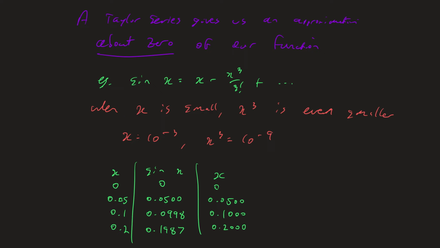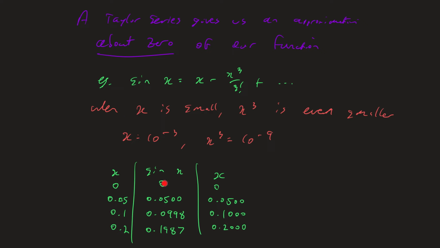A simple test, I can choose my argument x to be 0, then 0.05, 0.1, 0.2. I can evaluate sine of x, the function I care about, to get these values here. Remember to set your calculator to radians when you do this. And I can also evaluate my Taylor series approximation. In this case, I'm just going to keep the first term x here, because that corresponds to what differential calculus is going to do. So I discard all the higher order terms, and I'm approximating sine of x with simply x. So I've written x here again.